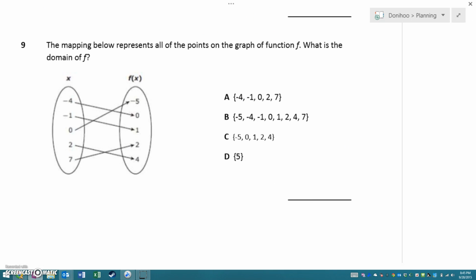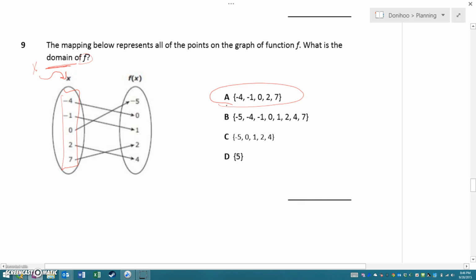More questions that I would have liked for number 9. Mapping below represents all the points of the graph of function f. What is the domain of f? Okay, so we know that domain is x values. There are the x values. These numbers are your answer. It's as simple as that.